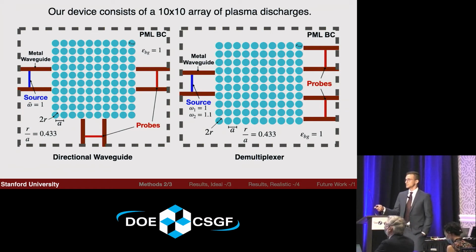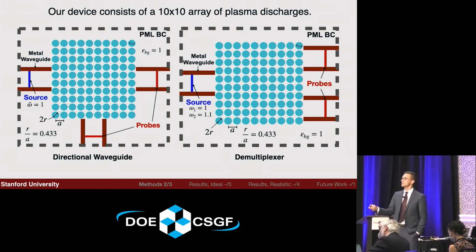On the left, this is just a waveguide. You either send the light through and preserve the input mode straight through or through a 90-degree bend. And then on the right is a device called a demultiplexer, which will take one frequency of light, omega equal to 1, this is non-dimensionalized of course, and direct it to the top exit, and then it will direct omega equal to 1.1 light to the bottom exit.